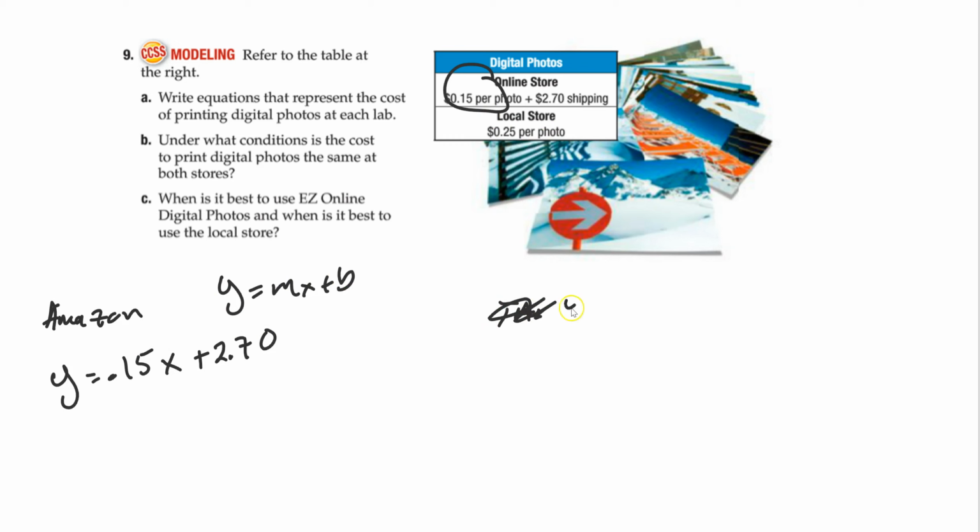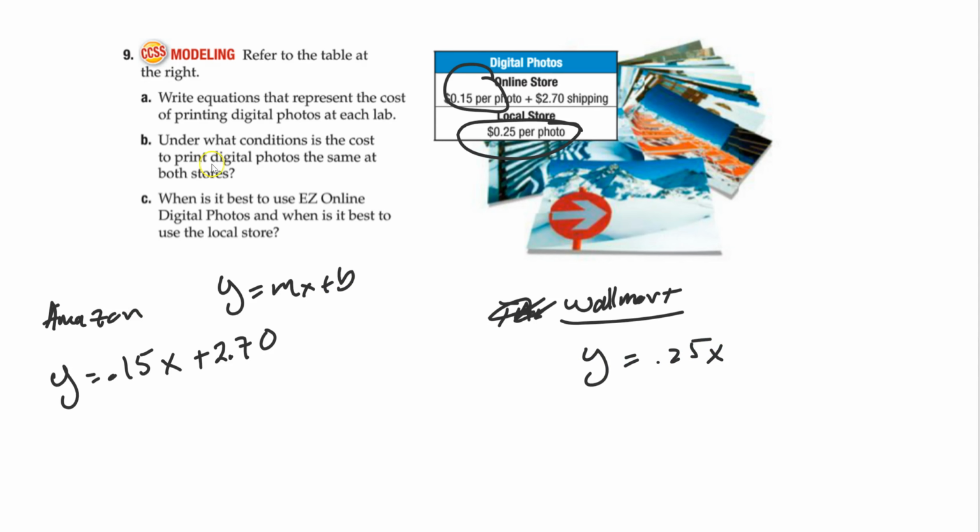Well, remember, we usually do this. Per photo is going to be my m. So I get y equals 0.15x plus 2.70 for shipping. No matter how many photos I buy, it's going to be 2.70 for shipping. So that's that one. Then the local store, I don't know, Target, Walmart. I don't think Target does photos. So it's just 25 cents per photo. There's no shipping costs. So it's just going to be y equals 0.25x. That is it. So those are my two equations.